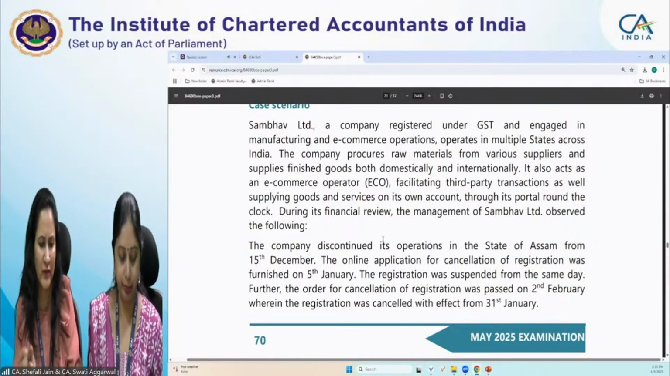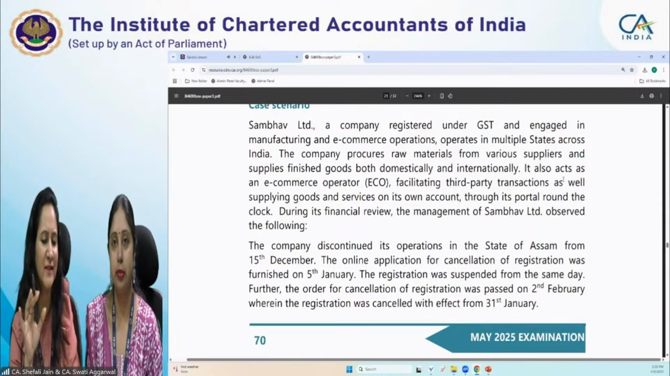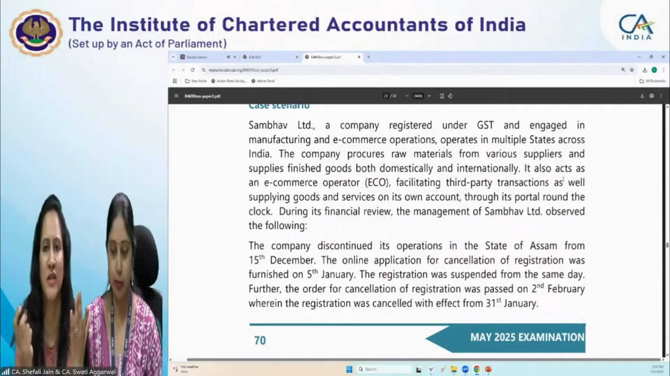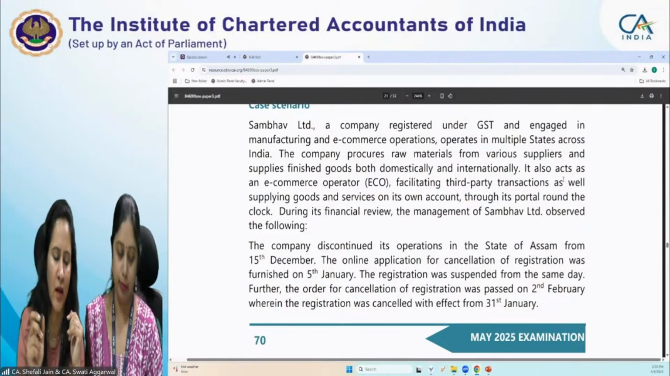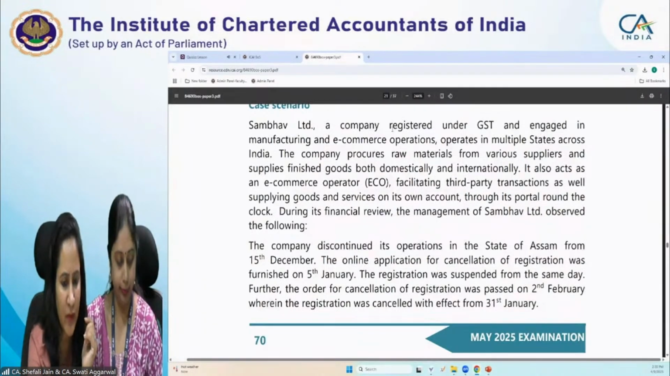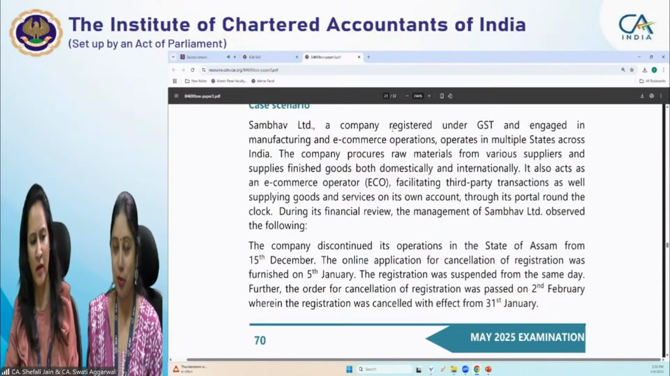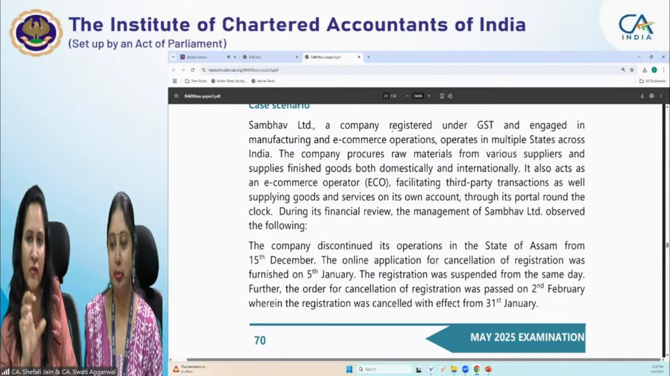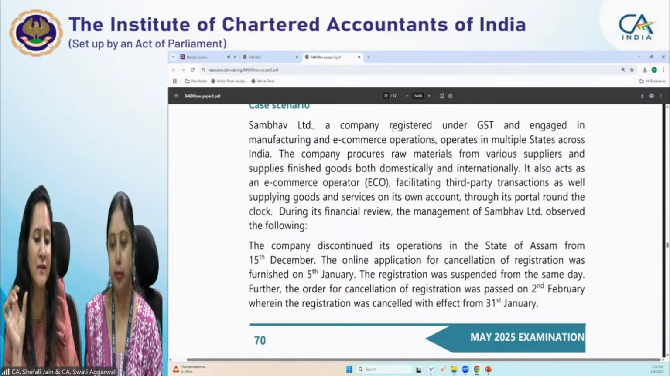Yeah, let's go through the case scenario. Sambhav Limited, a company registered under GST. Wherever we feel that some information is relevant or it could be relevant, we will mark it side by side. So Sambhav Limited is registered under GST. That you can mark. Yes, Sambhav Limited is a registered person.